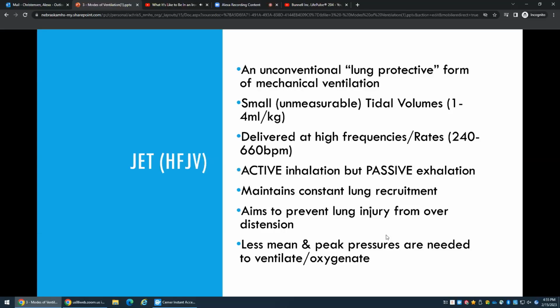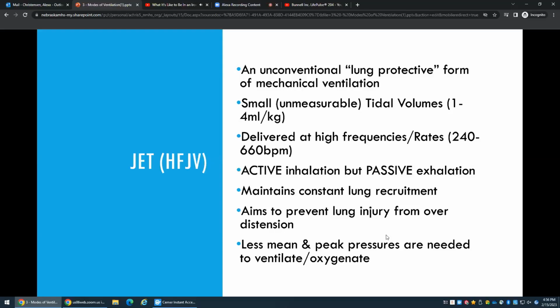Okay, now we are going to move on and talk about the jet. The jet is going to have a lot of similarities to the oscillator. The jet and the oscillator are both high frequency ventilators. So the same kind of lung mechanics, same measurements, but there are just some slightly different ways that they operate. The jet is also an unconventional lung protective form of mechanical ventilation. That's exactly what the other slide said for the oscillator.